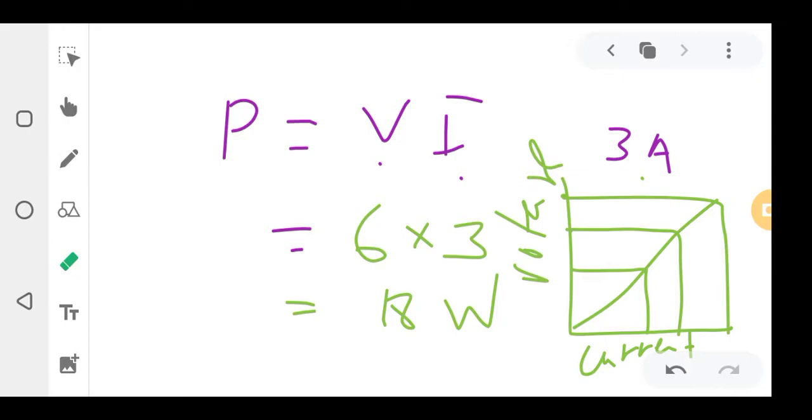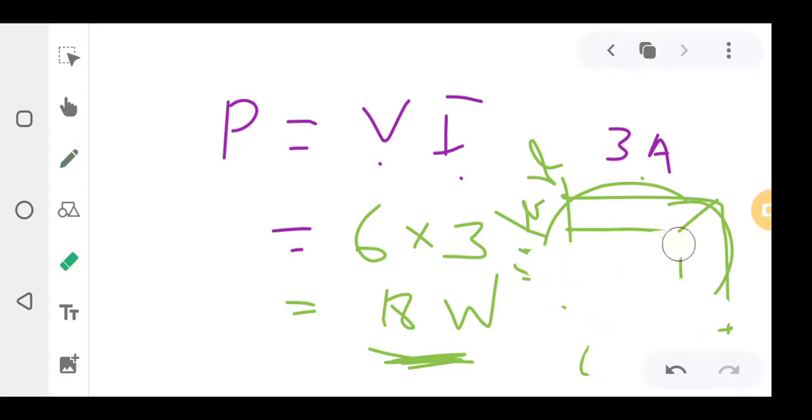Anyway, the answer is this one. I was just drawing this to make you understand. It's not necessary, this part.